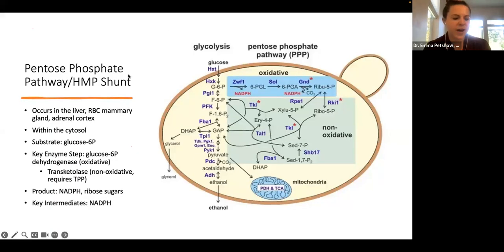This is the pentose phosphate pathway. There's only a few things I want to say about this. Essentially, you also could call this the HMP shunt. It helps create NADPH. That's its product. It also gives a byproduct of ribose sugars. NADPH you need for any of your reductive reactions.